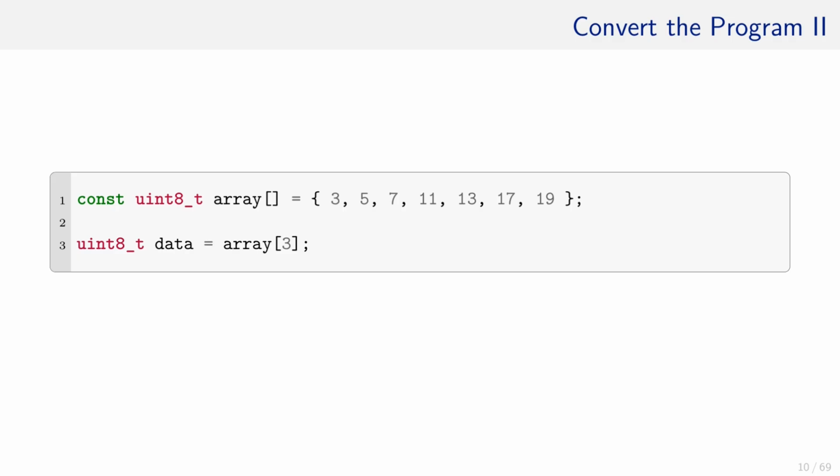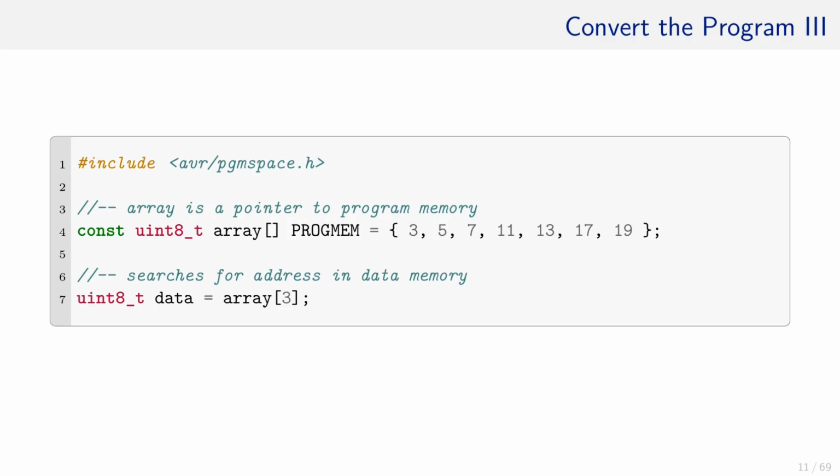As a first change, mark the array as a constant and add PROGMEM from program space, which is to be included. The issue is that array with index 3 points to a location in SRAM. However, the data is no longer stored there.